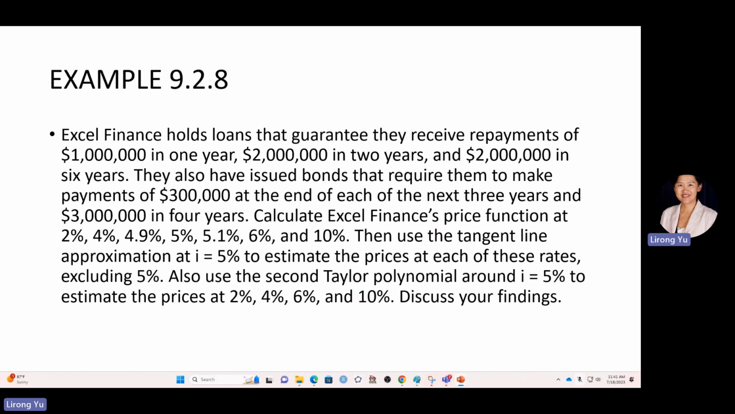So this is example 8 for 9.2. Excel Finance holds loans that guarantee they receive a repayment of 1 million in 1 year, 2 million in 2 years, and 2 million in 6 years. They have also issued bonds that require them to make payments of 300,000 at the end of each of the next 3 years and 3 million in 4 years.